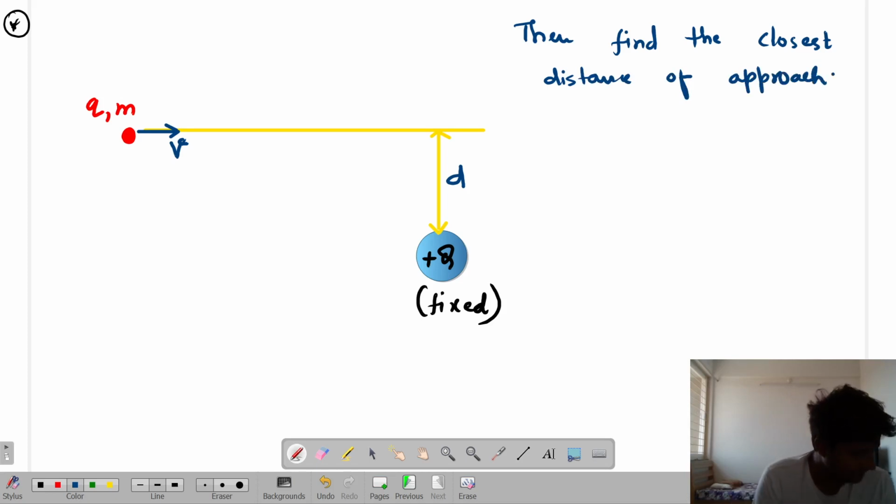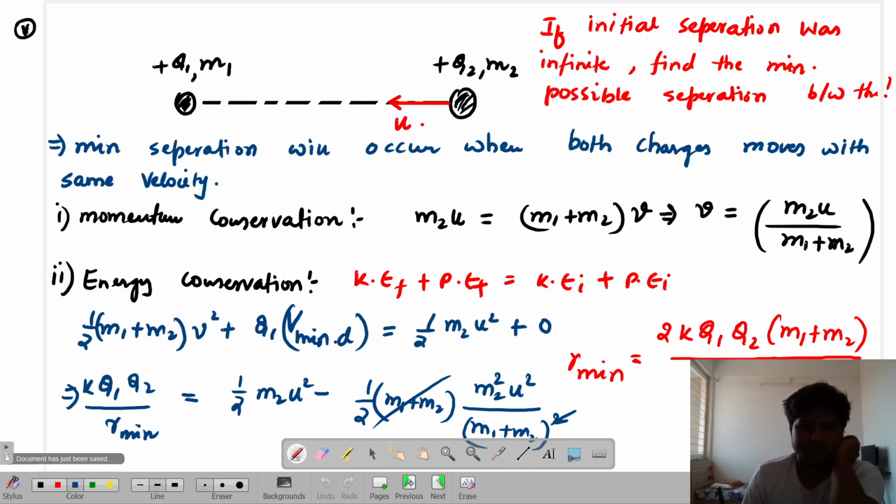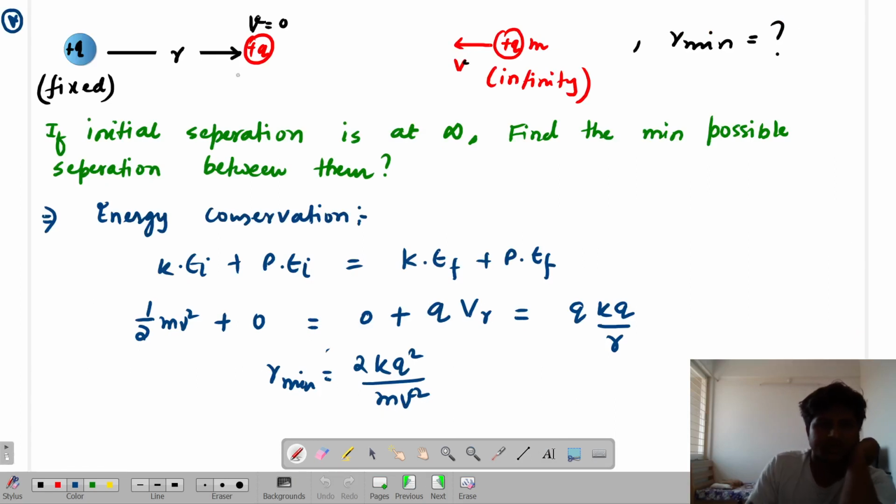Right or not? Are you able to get me? So keep in your mind always that closest distance of approach is these kinds of things also, till where it is approaching. Right or not? Because after that the separation will start becoming bigger and bigger. Are you able to get me or not?